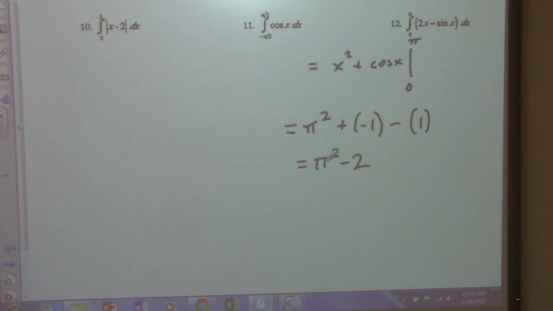So pi squared is like 9 point something, minus 2. We should get 7 point something. It's like 7.8. You did it in the calculator? Yeah. Okay, so that verifies it. Did you end up getting this answer too? Yes. Cool, good work. You guys are like some calculus students. Very good.